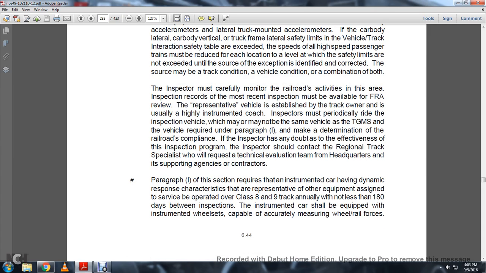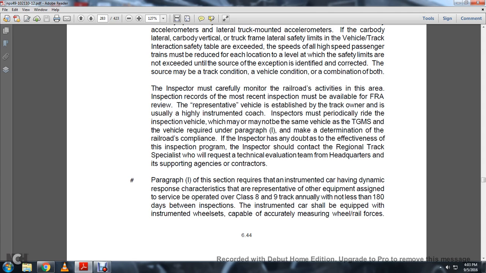The inspector must carefully monitor the railroad activity in the area. The inspector's record of the most recent inspection must be available for FRA review. The representative vehicle established with the track owner is usually a highly instrumented coach. The inspectors must periodically ride the inspection vehicle, which may be the same vehicle as the track geometry measurement system and the vehicle required for paragraph L.